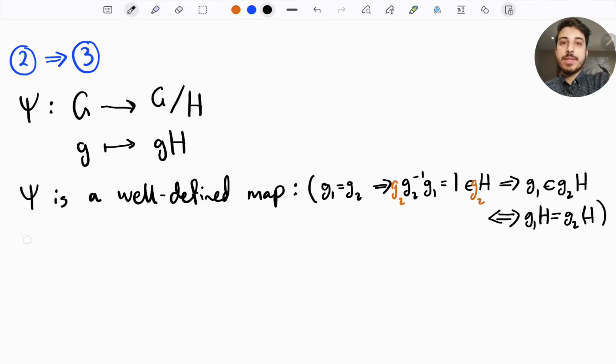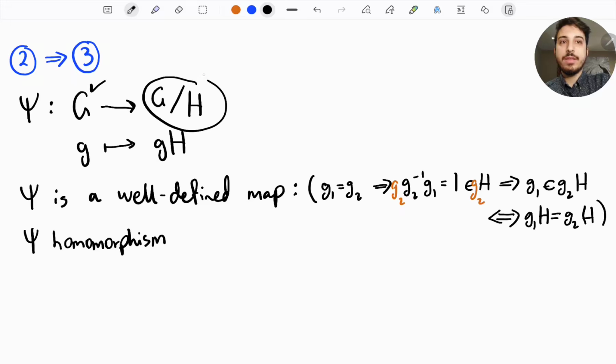So psi is not only a well-defined map, but it's a homomorphism. And this is where this assumption is very important. It's important for a homomorphism to be a map between groups, not sets. So this is a group, and now using this supposition here, this is a group as well. So it is a map between groups, and it's a homomorphism.